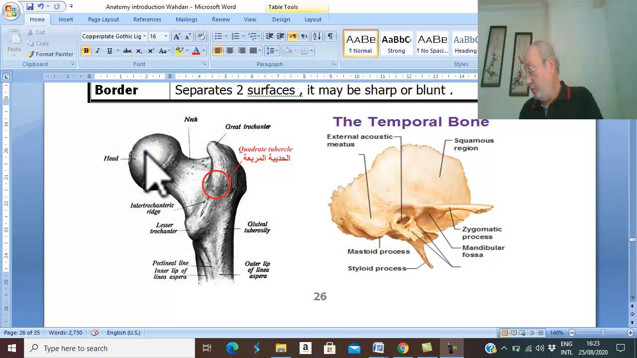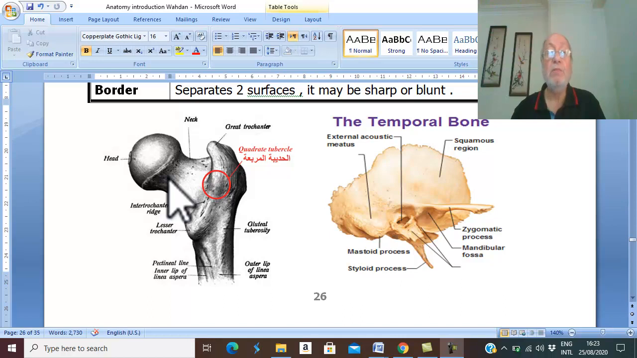Neck. Neck is a constriction, just following the head. Therefore, this rounded large elevation is called the head, not necessarily directed upward. And the neck is a constriction just below.